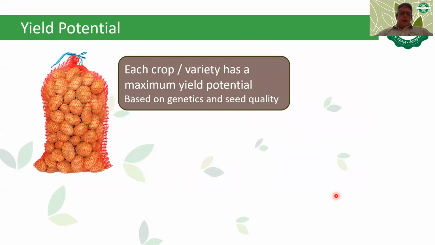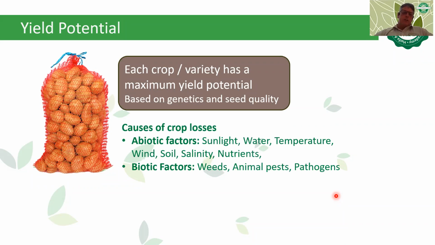I just want to talk a little bit on yield potential. Every crop and variety specifically has a yield potential based on its genetics and on the seed quality, and that's fixed. You can't increase that. You can only lose on that, and the losses are usually caused by abiotic factors such as sunlight, water, temperature, wind, soil, salinity, nutrients, and also on biotic factors such as weed competition, animals or pests or disease, and pathogens that damage the plant or compete with the plant for nutrients and for whatever else it needs.